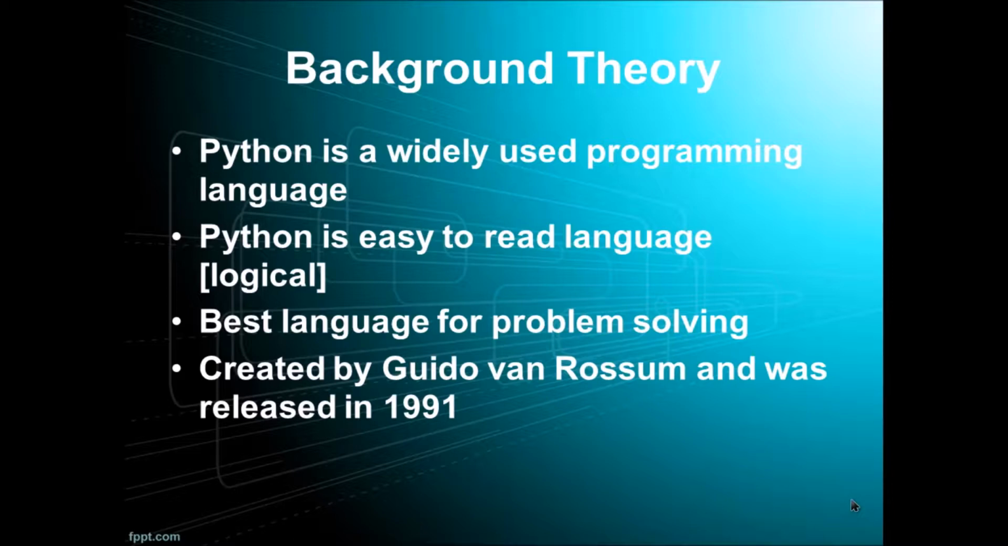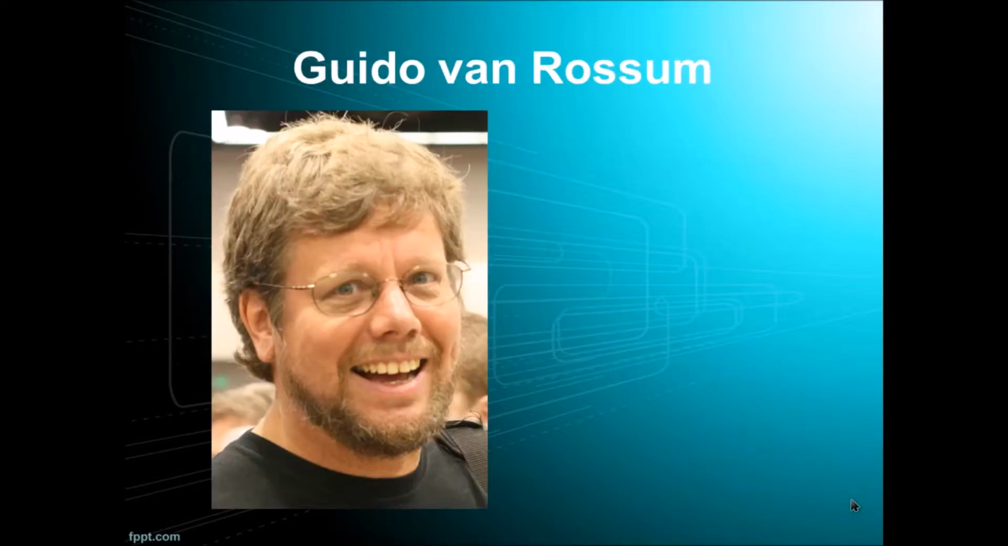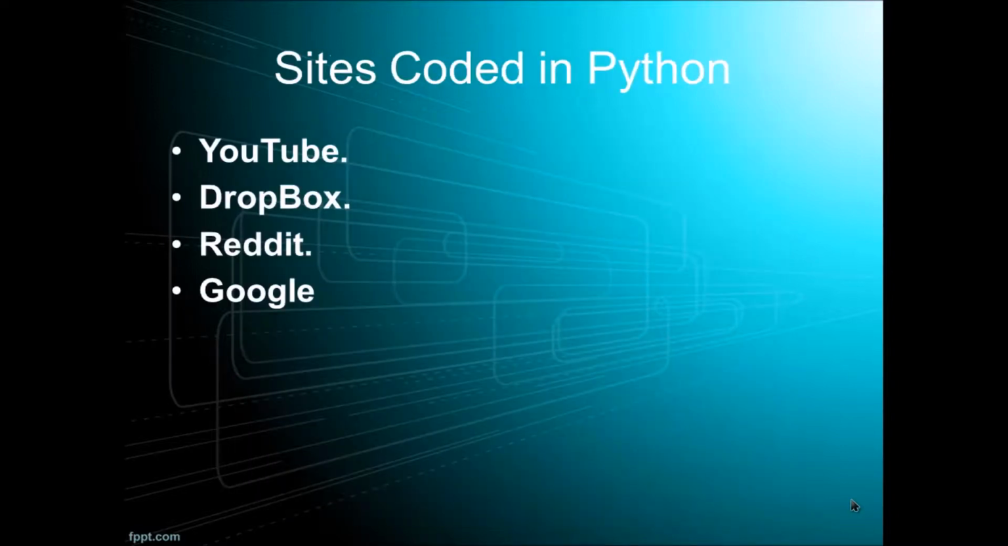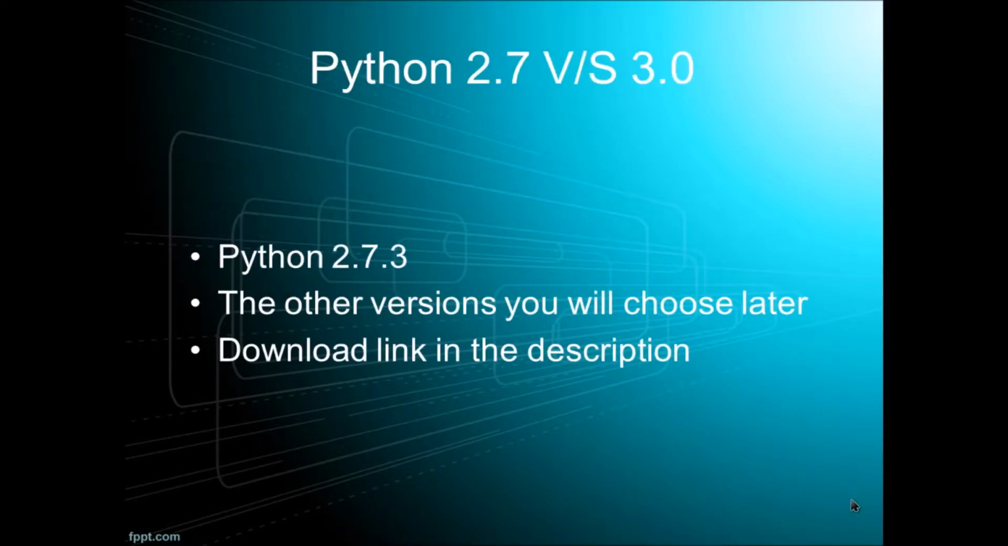It was created by a guy called Guido van Rossum, and it was released in 1991. That was a long time ago. This is the photograph of Guido. And in 2006, Eval did an article about the most popular language, and it placed Python as number one. So if you decided to learn Python programming, then you're on the right track. Quickly, these are the sites that are coded in Python. It's usually YouTube, Dropbox, Reddit, Google.